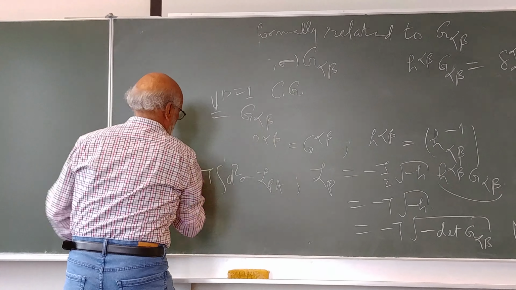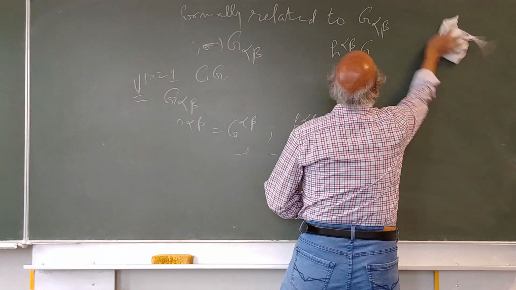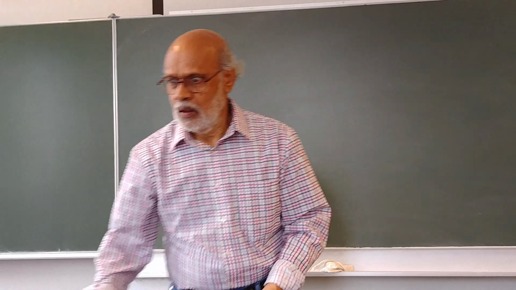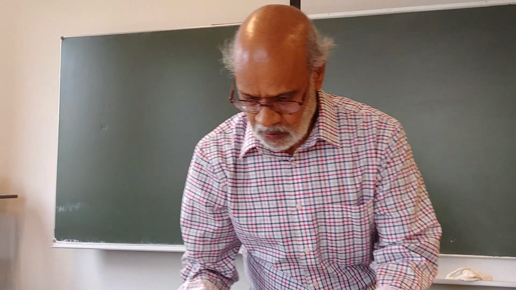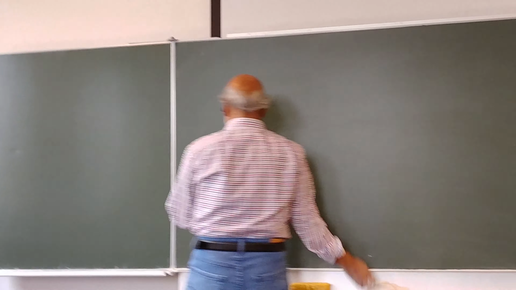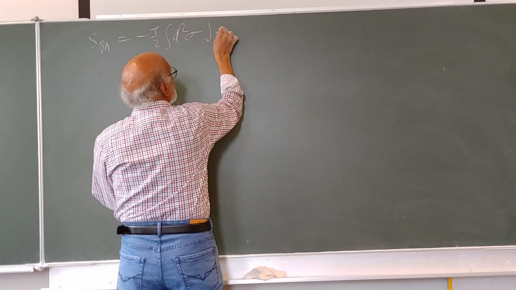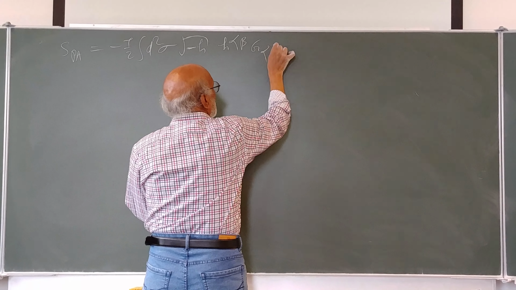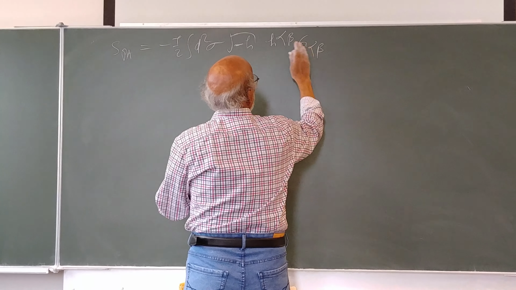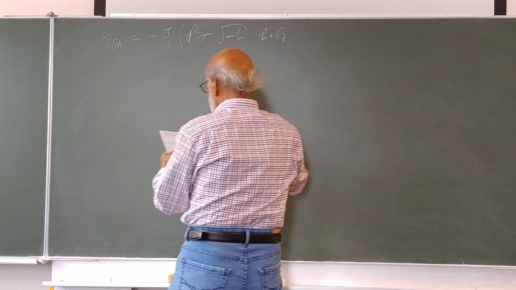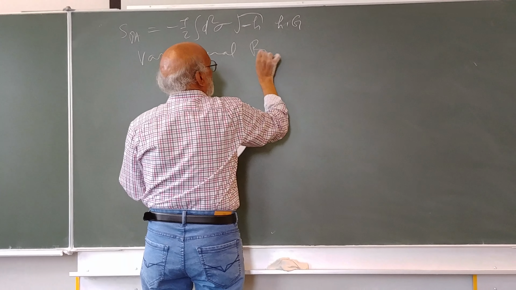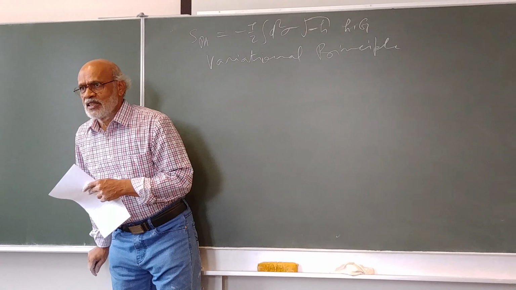Okay. So let me consider the Polyakov action, minus T by 2 d2 sigma square root of minus h, or this, let me just call it h dot g, and now let me vary. Let us make use of the variational principle to this.